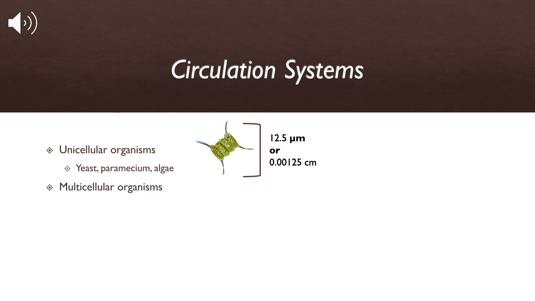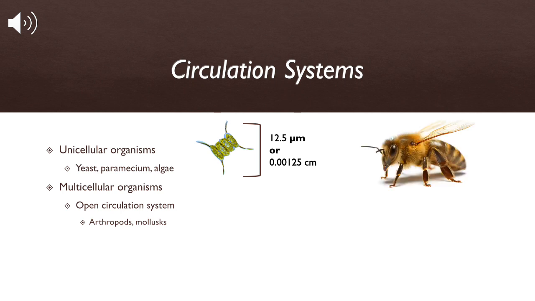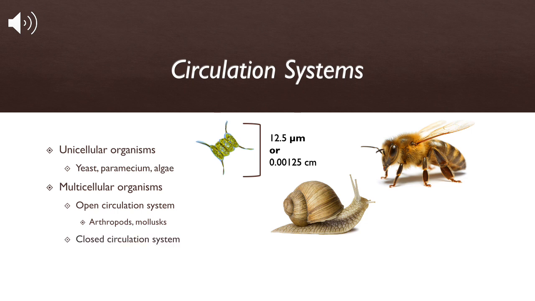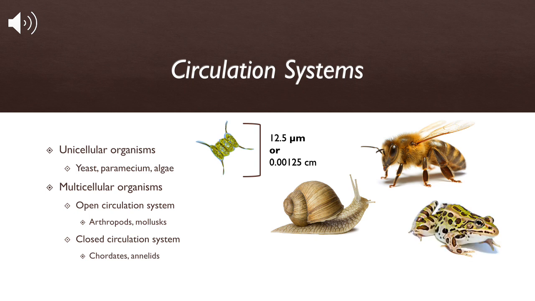Next, we have multicellular organisms. Those are bigger things, things you're probably a little more familiar with. And we've got two branches of circulation systems found in multicellular organisms. First is the open circulation system, which includes arthropods or mollusks. So here we've got a honeybee and a snail, honeybee belonging to the arthropod group and a snail belonging to the mollusk group. And then we've got a closed circulation system, which is going to include chordates and annelids. This leopard frog pictured here is a chordate, and an annelid is a segmented worm like this earthworm.